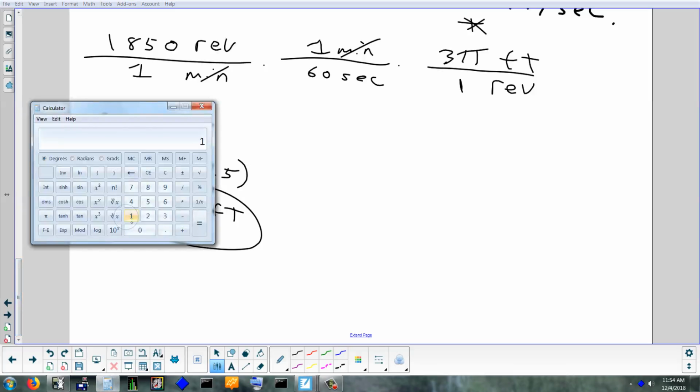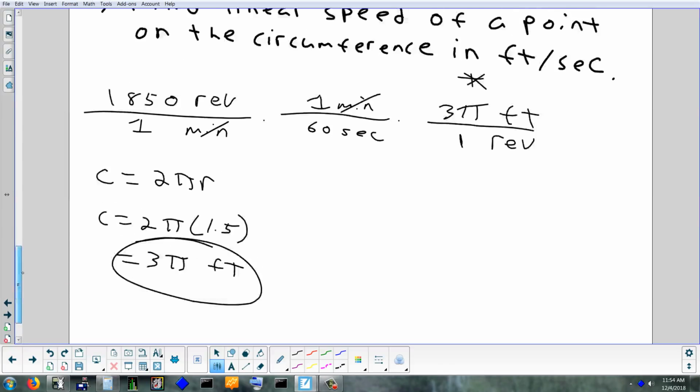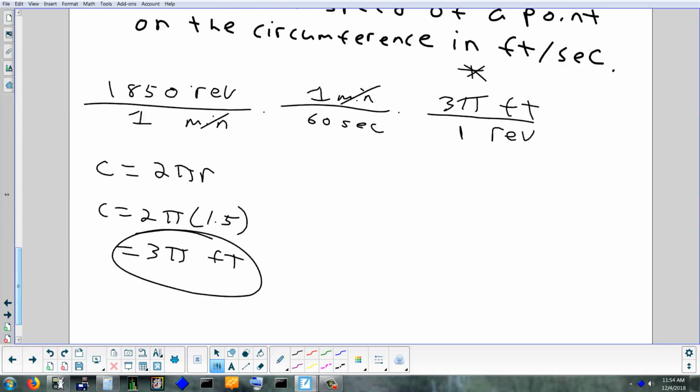Okay, so let's see what we have. So 1,850 times 3 times pi. And then I'm going to divide that by 60, and I remember that answer from before, so I did type it in right. It's 290.6. Did anyone else get it? Yeah, so that's 290.6. Let's look at our units. Feet is in the top, seconds is in the bottom.